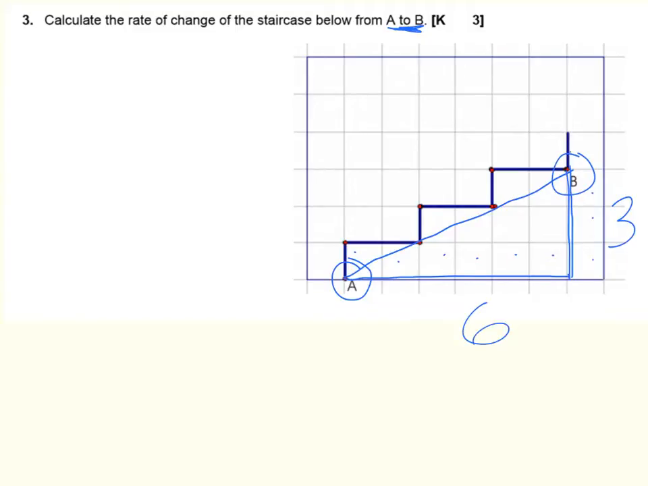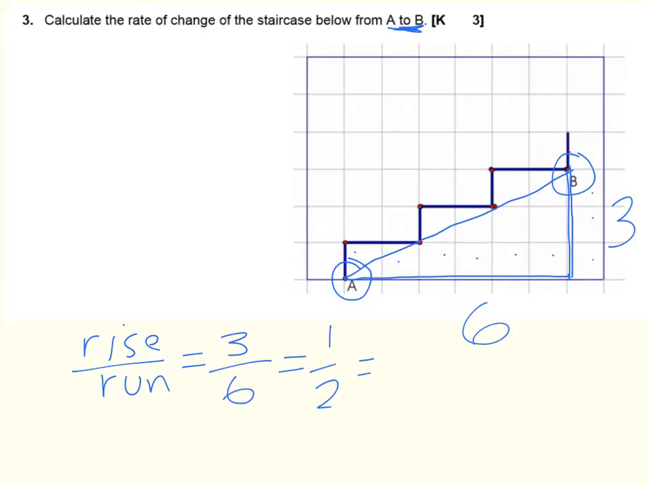6. Well, rate of change is rise over run. So rate of change, rise over run, equals 3 over 6. I could simplify that to 1 over 2. And then in standard form, I'd express that as 0.5.